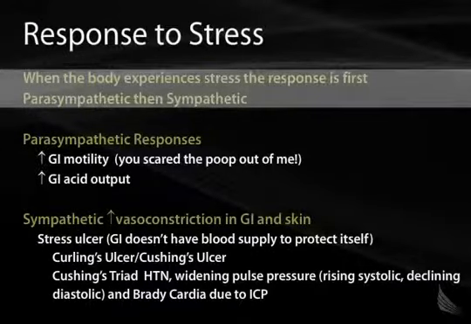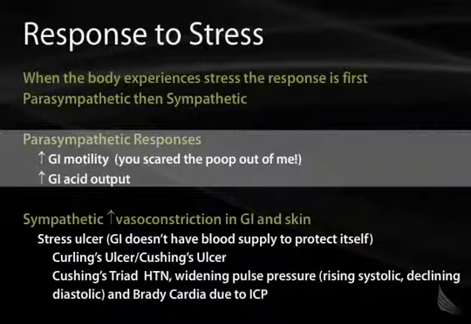When the body first experiences stress, the response is parasympathetic, followed by a sympathetic response. This occurs because neurotransmission through the parasympathetic system is quicker than through the sympathetic system. Therefore, parasympathetic responses result in an increase in GI motility. Literally, this is manifest by patients saying that when they're scared, they had the poop scared out of them, or an increase in the amount of GI acid output. Hence, people complain about heartburn when they're very stressed.